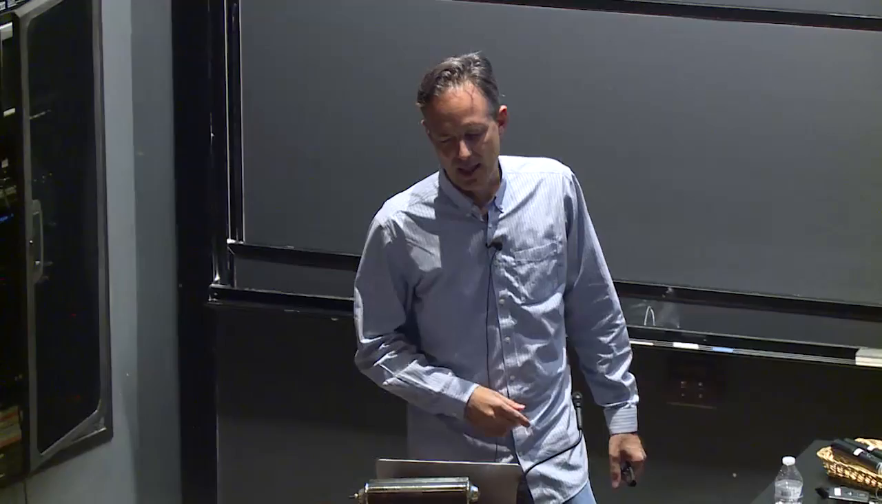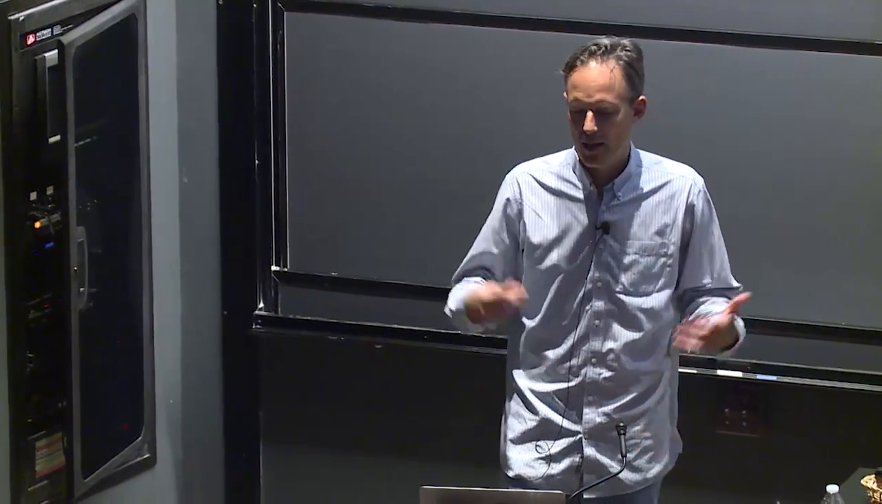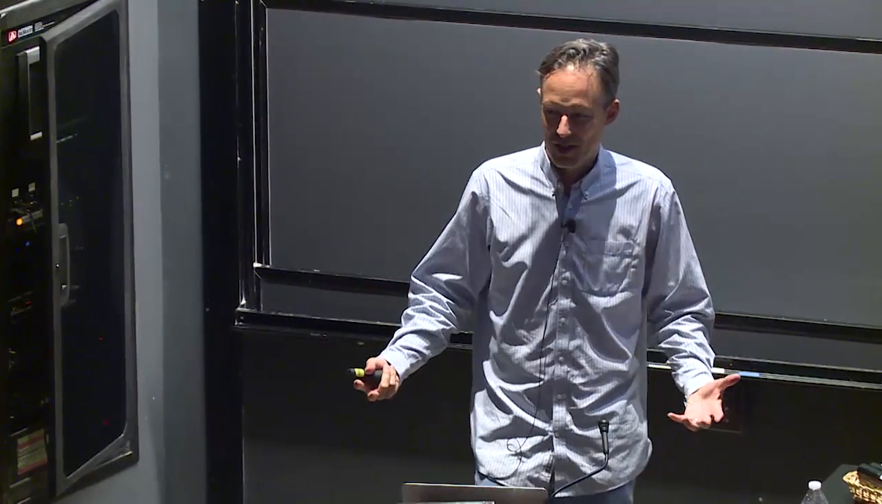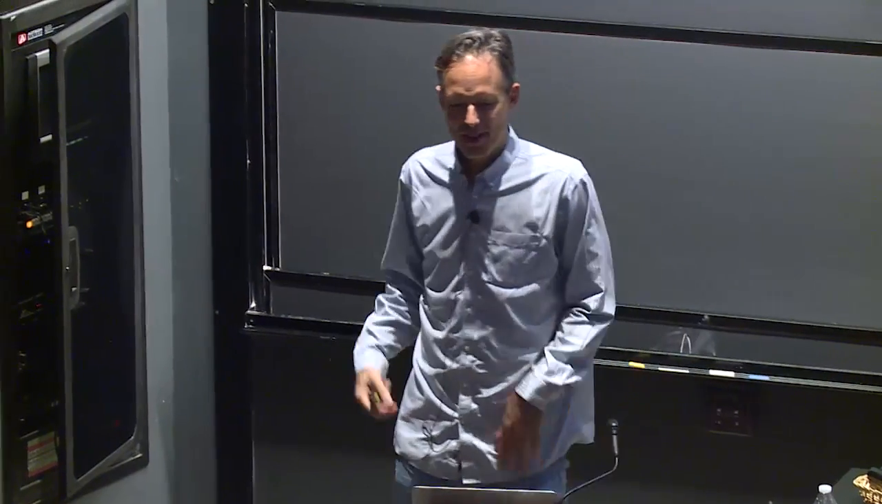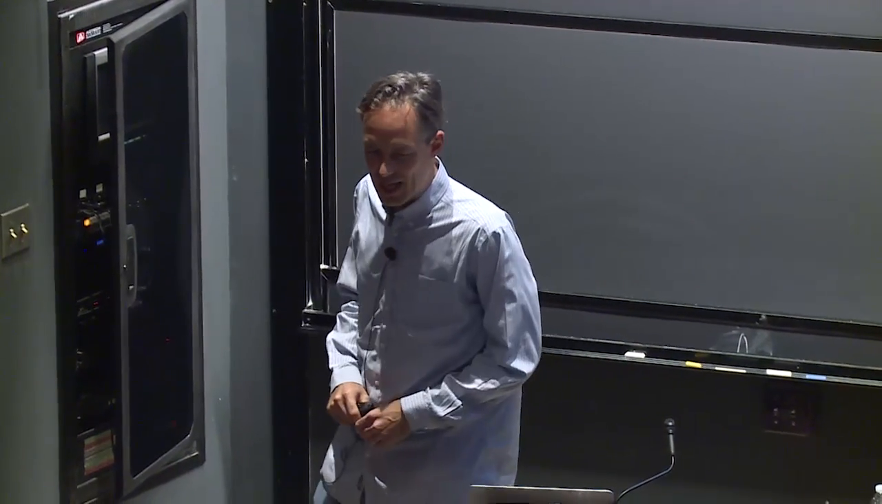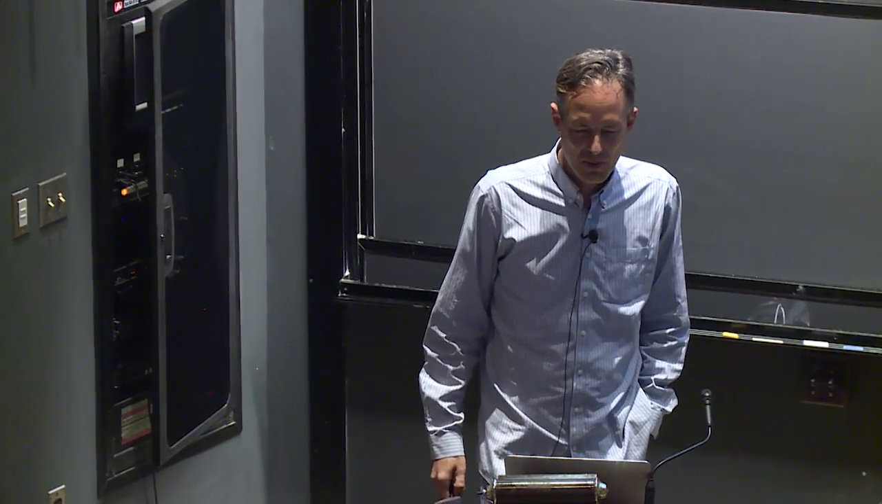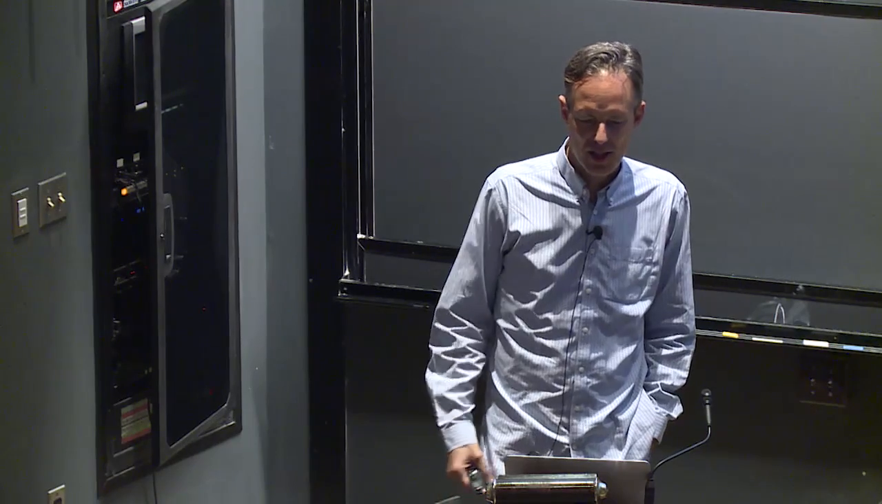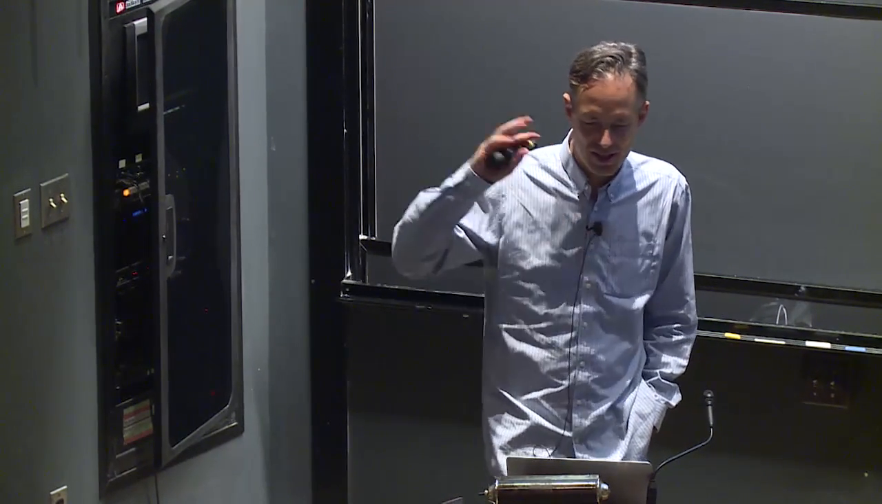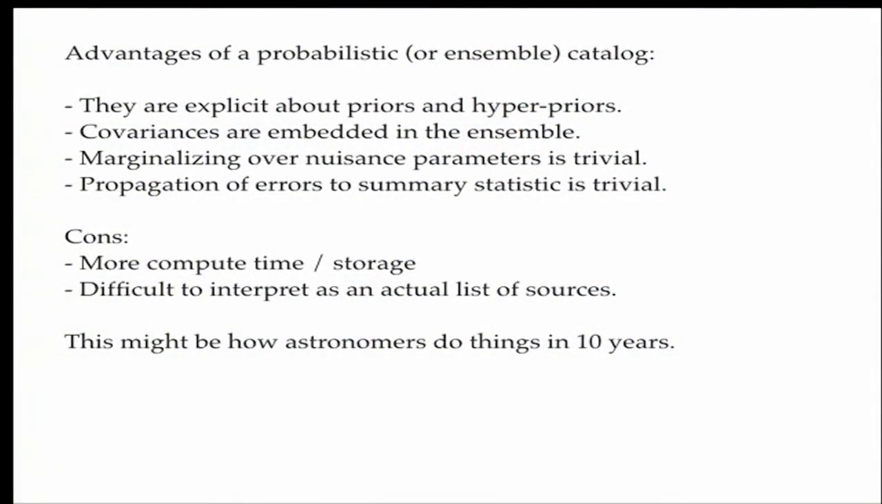So this sounds insane to people now. I say I don't want a catalog, I want 1,000 catalogs. And they're all realizations of, they're samples from the space of all possible catalogs that are consistent with the data. It's a fair draw. And then I can be very explicit about my priors and hyperpriors. I can keep track of all the covariances. I can marginalize over all the nuisance parameters. I can do everything exactly right. It's all beautiful. It's a lot of computational time and storage.